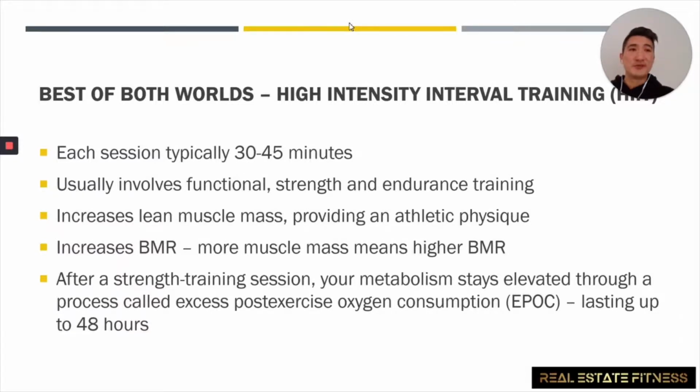It usually involves functional strength and endurance training, so it's very rounded. It's built to increase lean muscle mass, which provides an athletic physique. It increases your BMR, which again, as I mentioned, the more muscle mass you have, the higher your BMR. And it has the same EPOC effect.